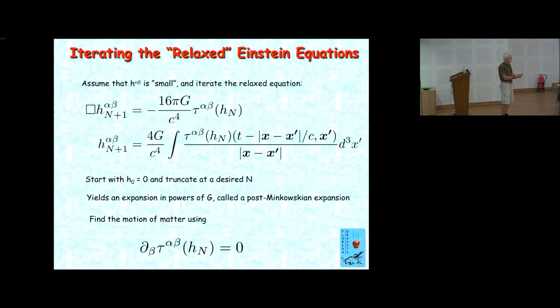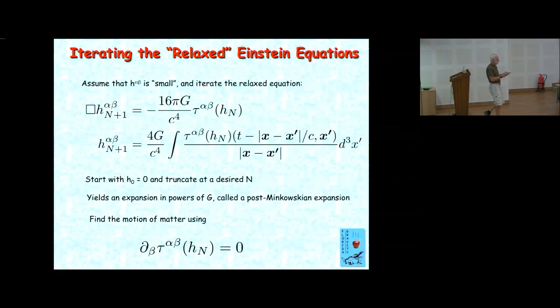The zeroth order, you just get Minkowski space. H is zero, and the metric is the Minkowski metric. Then at first order in G, you get a first deviation from the Minkowski, and then going to higher orders, you get higher order ones. So this is called a post-Minkowski expansion.